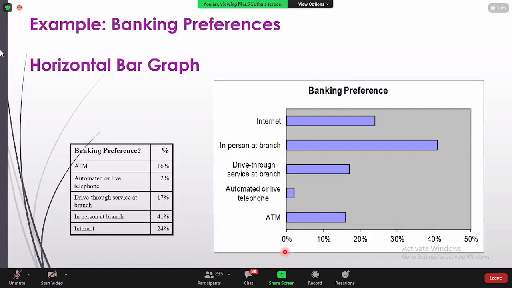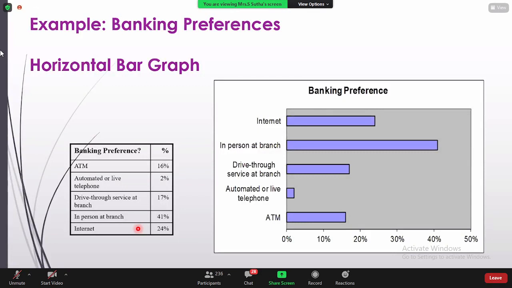Which banking method did most of the customers prefer? In-person at branch. Yes, in-person at branch is mostly preferred. The less preferred banking method? Automated or live telephone. Yes. So what are the non-overlapping classes here? ATM, automated or live telephone, drive-through service at branch, in-person at branch, and internet.